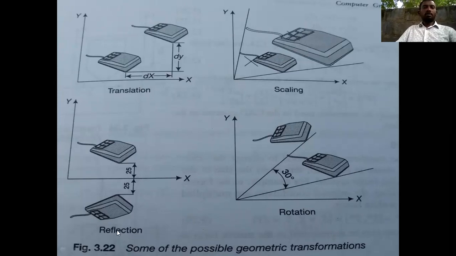Next comes reflection. See here, it is reflecting. Reflecting is the same object, but with no changes in size and shape. It is in the x direction, and we are reflecting it to the y direction. So y is in the negative direction also.